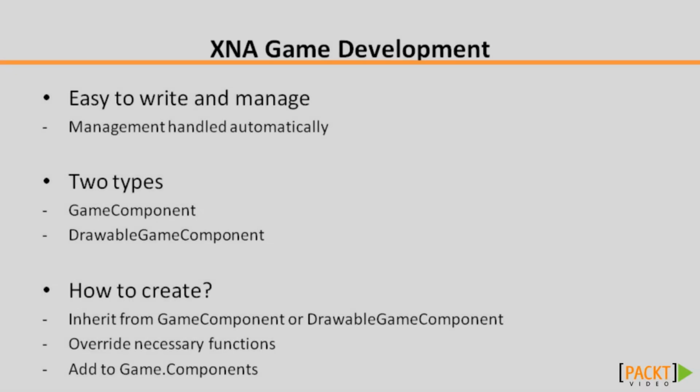Game components are meant to be very easy to write and manage. In fact, XNA handles all the work in the background. There are also two types, a regular game component, which is meant for non-drawing tasks, and a drawable game component, which is meant to draw to the screen. To create a game component, all we need to do is create a child class of the game component class, override the necessary functions, and add it to the component list, and the framework handles the rest.